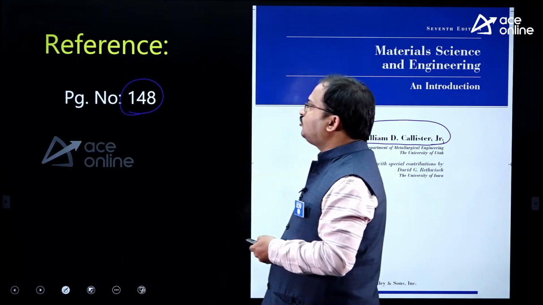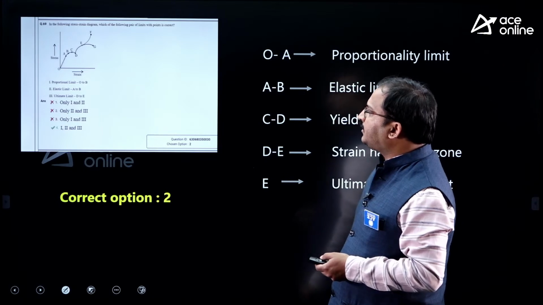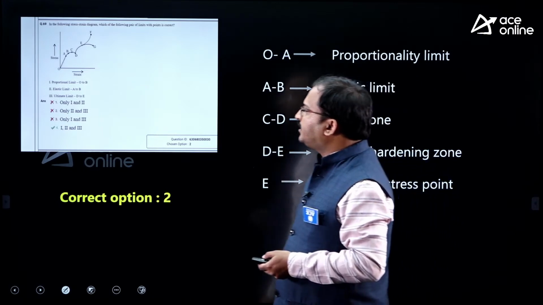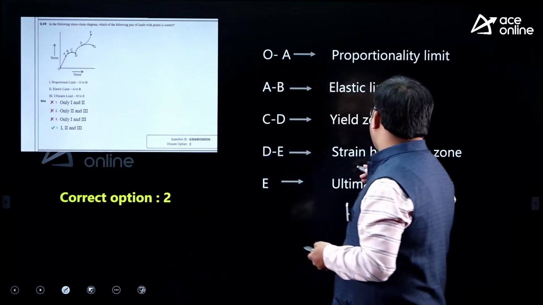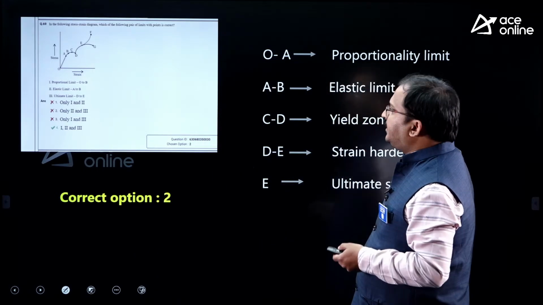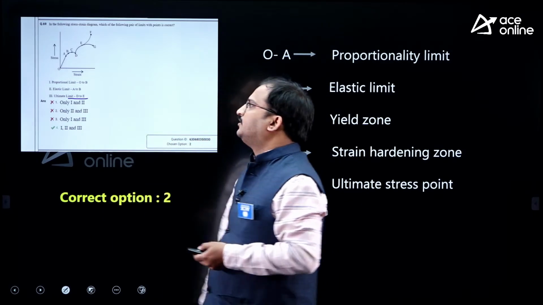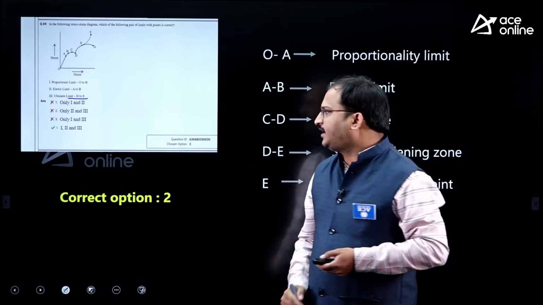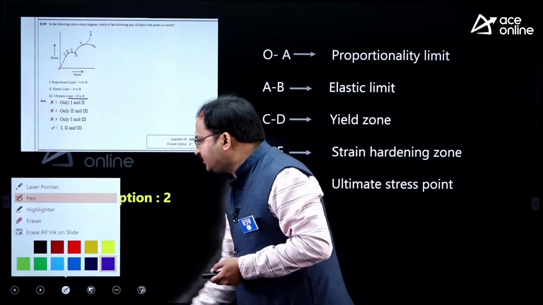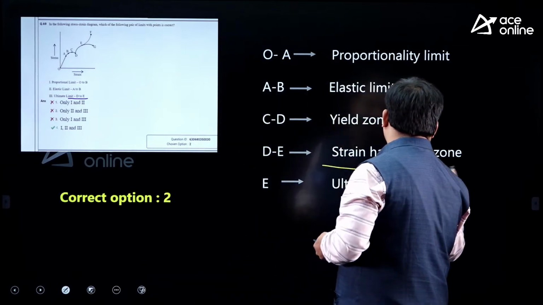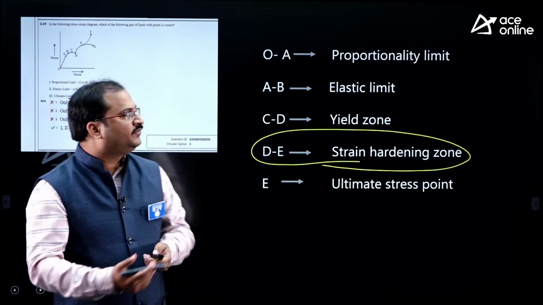Now let's go for the next question. The next question is from the strength of materials part, on the stress strain diagram. You can see in the stress strain diagram he has given the DE zone as the ultimate limit in the question. It is not the ultimate limit. DE is the strain hardening zone. So this is the explanation. If you want, you can take a screenshot of this.